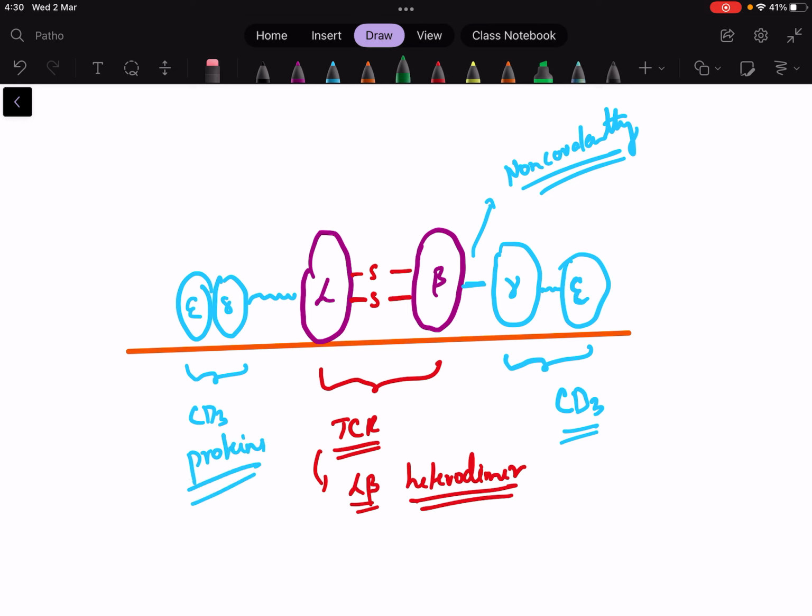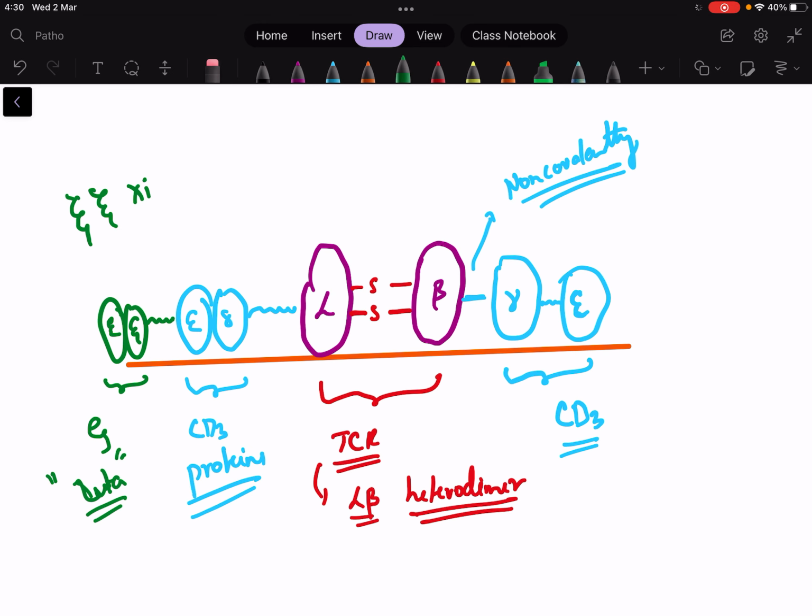And aside from that, you also have a polypeptide chain named Z. The symbol looks like this. This is called the Z polypeptide chain, which is named zeta. So this is the T cell receptor.